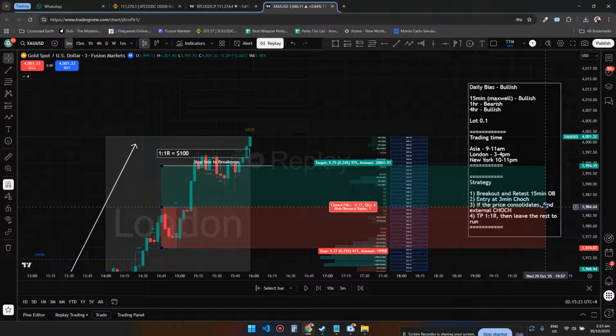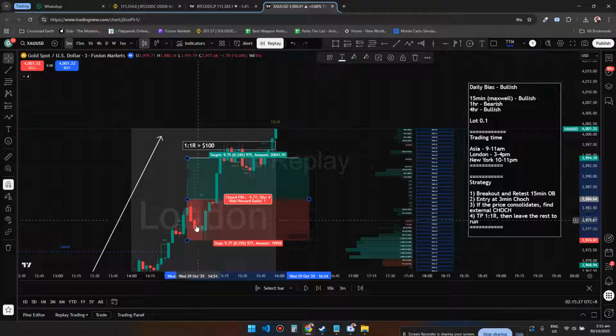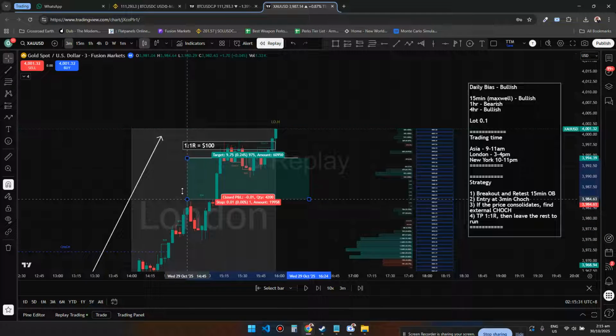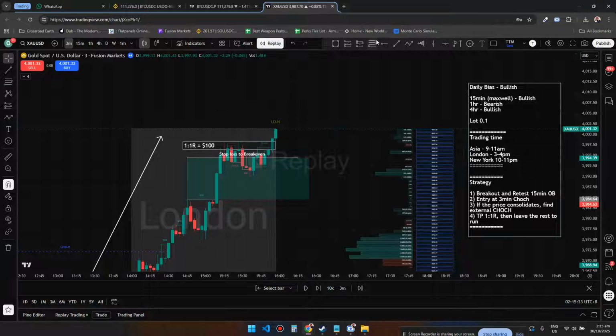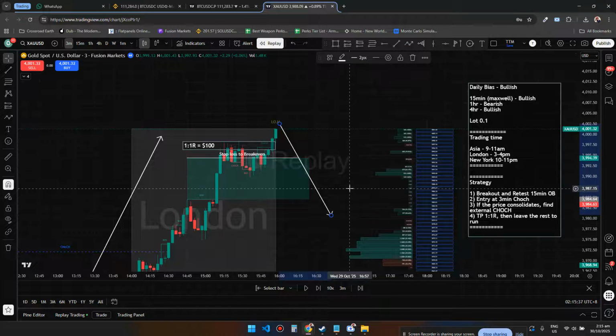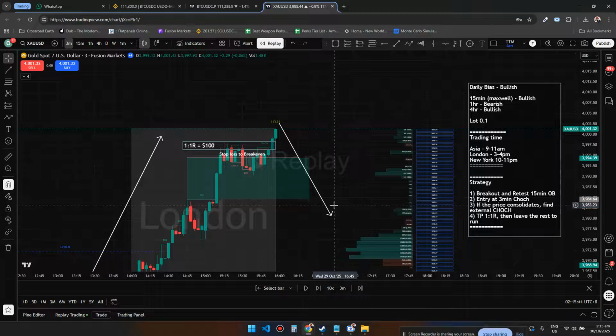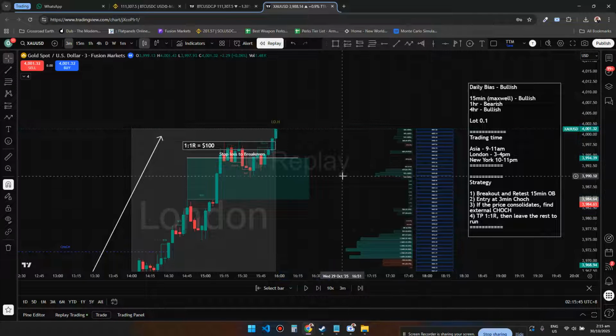Okay, so what does that mean? Stop loss to break even means this amount of risk, I will put it to zero, so that if price comes back down again, I will not lose any money. I will secure my profit and I will not lose any money. Okay, so that is how it works.